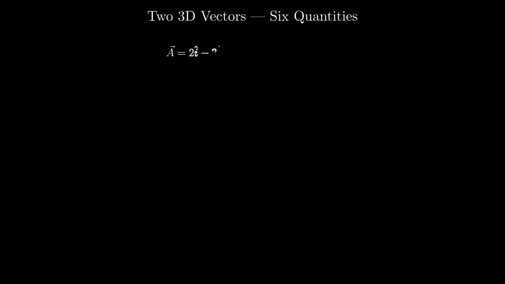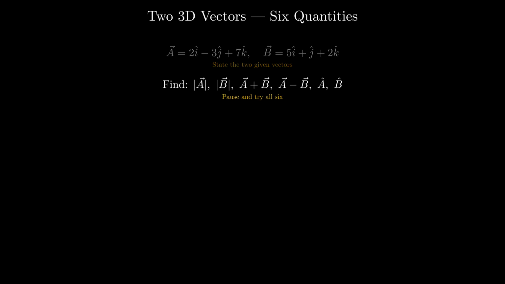We start with 2 3-dimensional vectors. Vector A is 2i hat minus 3j hat plus 7k hat. Vector B is 5i hat plus j hat plus 2k hat. We want 6 things: both magnitudes, the sum, the difference, and the unit vector along each direction. Pause here and try all 6.